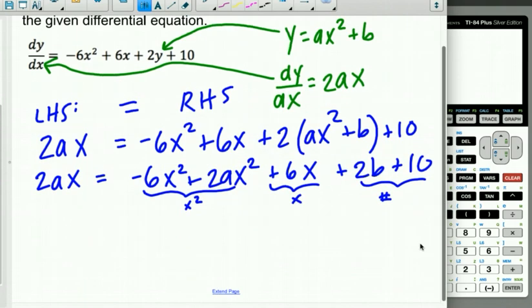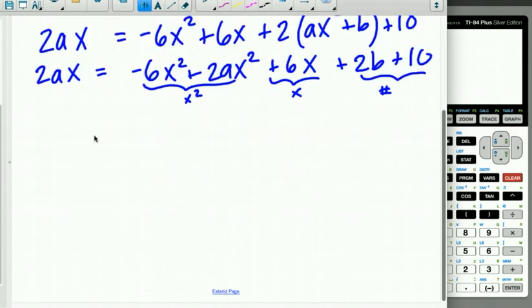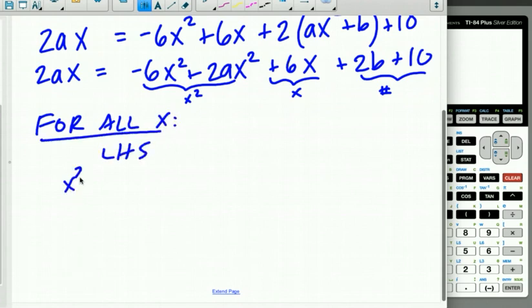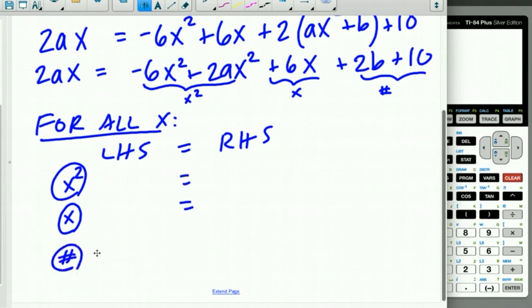So right away, I know that this has to be true for all x. So since this has to be true for all x, I know that the x squared terms on the left have to equal the x squared terms on the right, the x terms on the left have to equal the x terms on the right, and the numbers on the left have to equal the numerical terms on the right. So on the left-hand side, there are no x squareds. There are x's. So let's start with the x squareds.